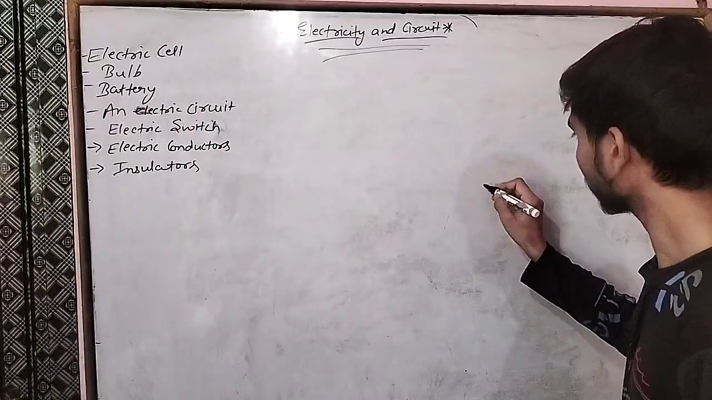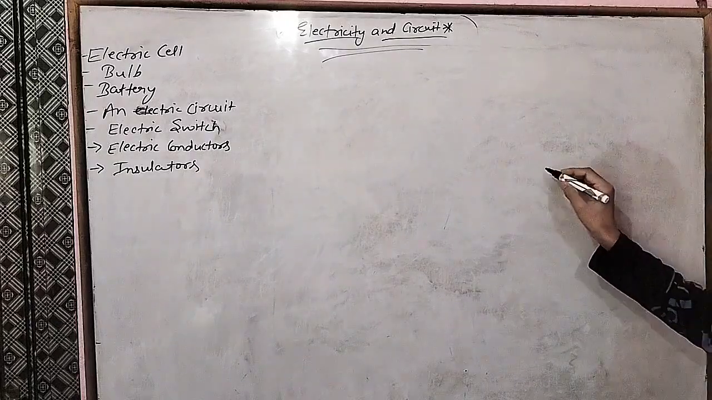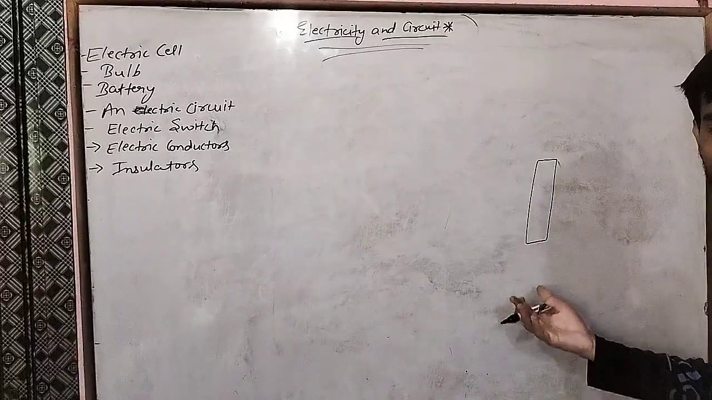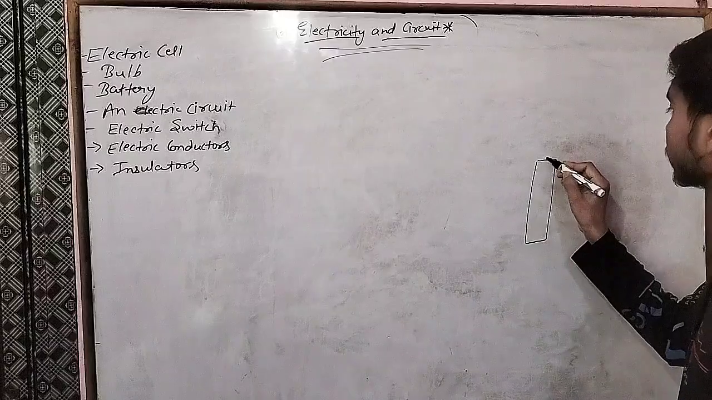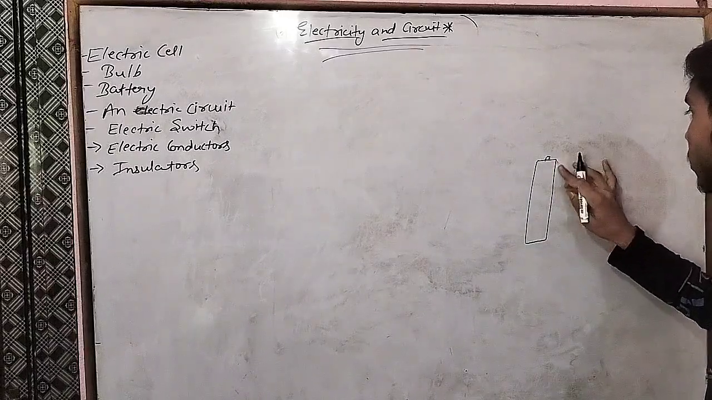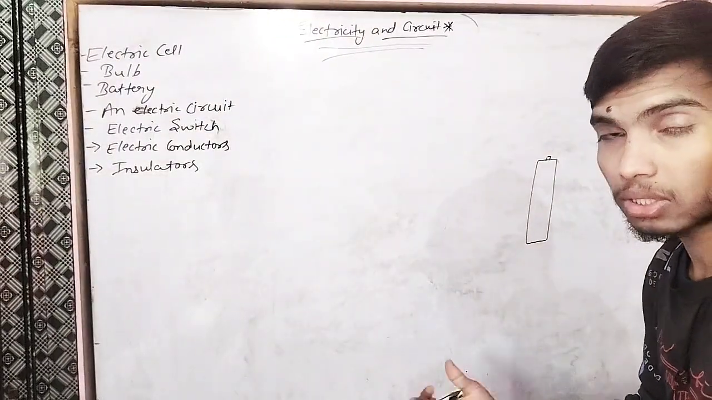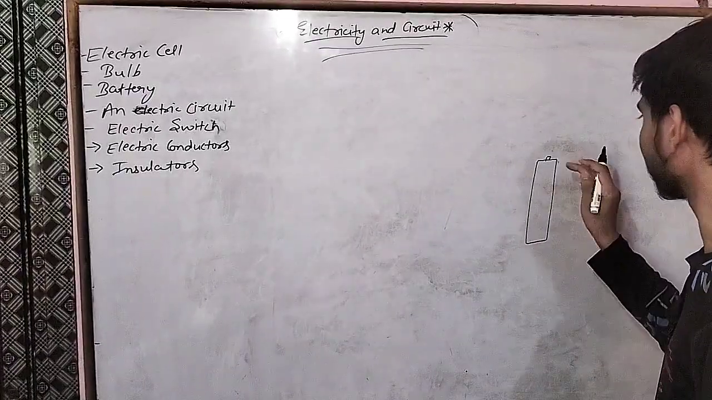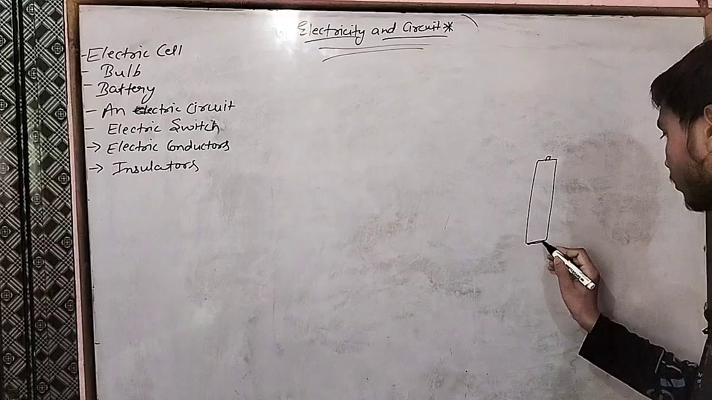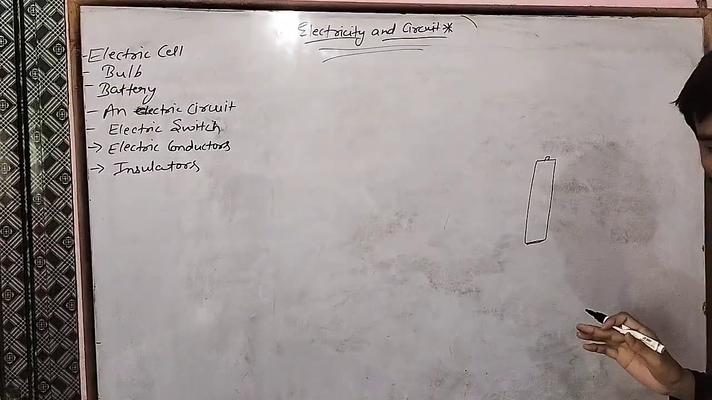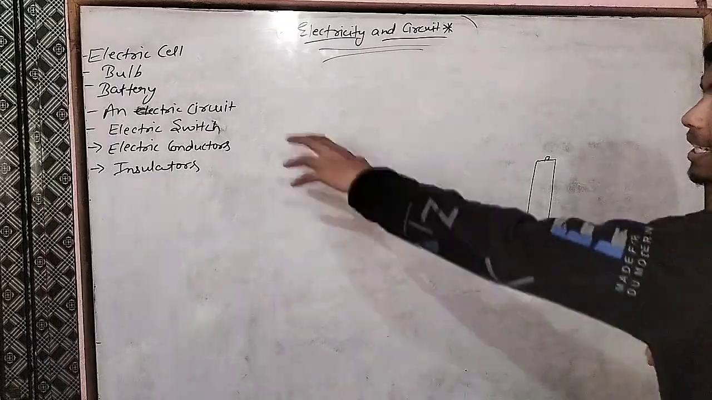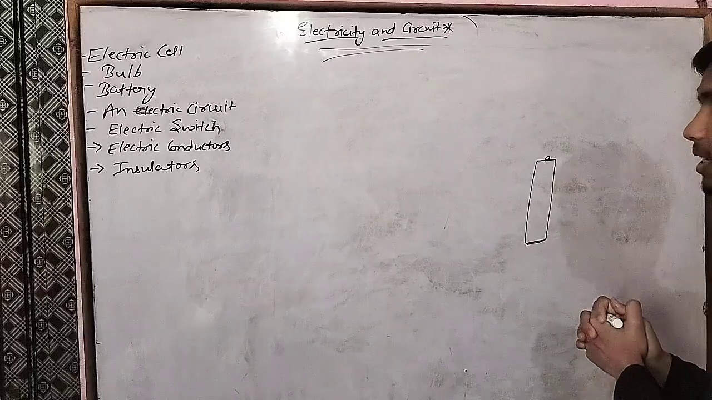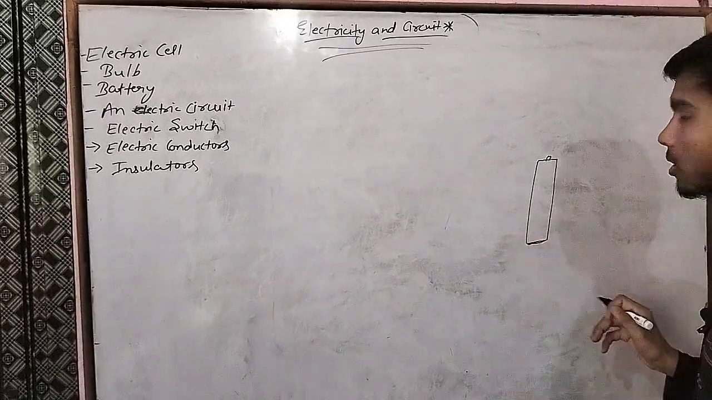Electric cell. I hope you might have seen an electric cell in your childhood. This electric cell is used in a watch, in a wall watch. So here we are going to discuss the electric cell. We will understand the functions of this electric cell. We will understand the parts of this cell.